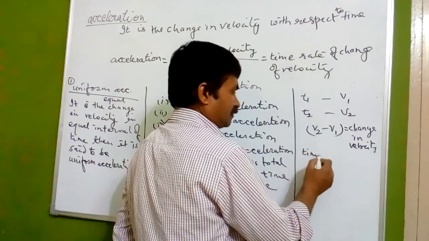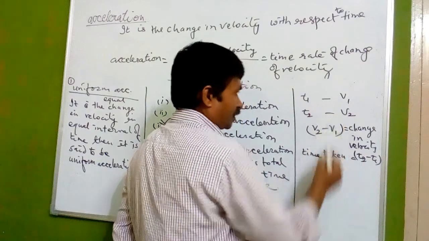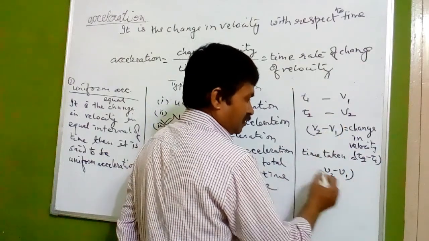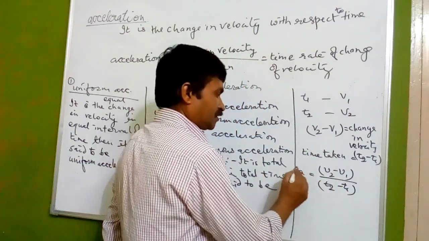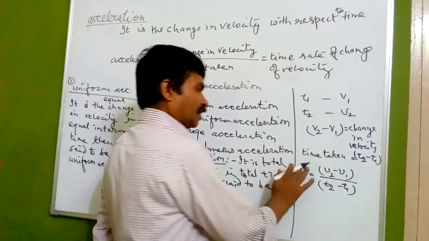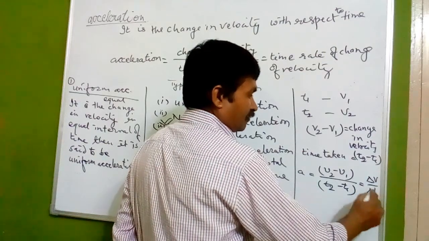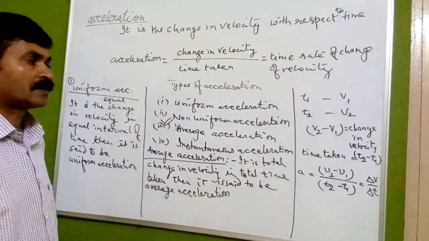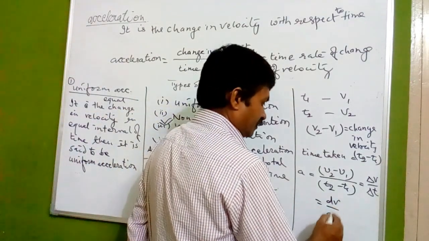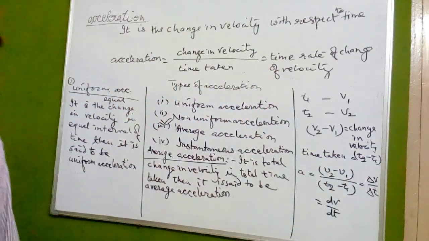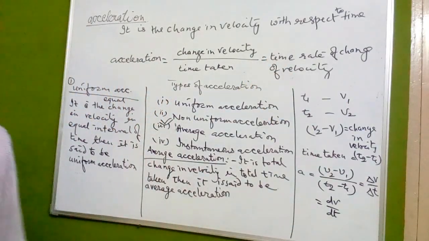And time taken will be given by t2 minus t1. So we can have v2 minus v1 divided by t2 minus t1. This will give the acceleration. Now here we can say change in velocity upon change in time, del v upon del t, or simply dv by dt, where change in velocity with respect to time gives the average acceleration.